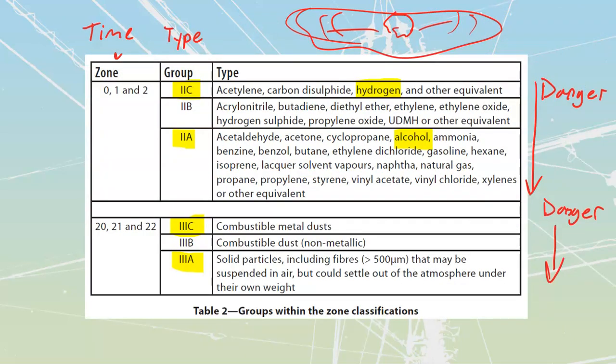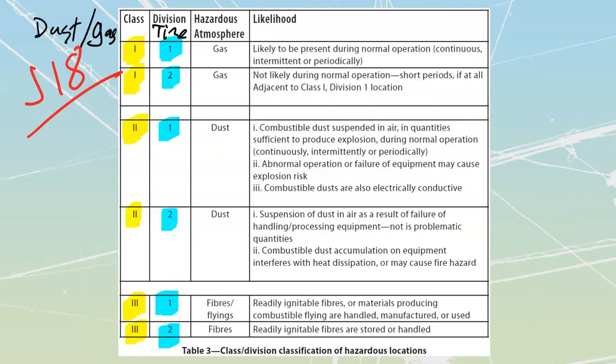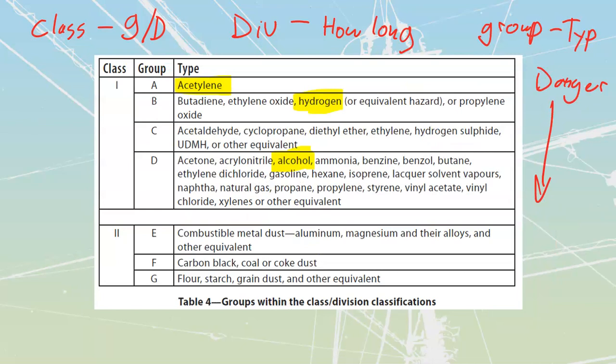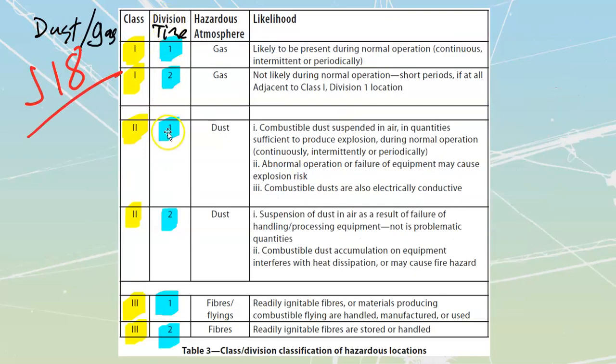And then the rest of these ones over here, the time is just going to be done off of our zoning, whereas on our class and our div, the time was done off of what we refer to as our division, or the division of time that there were flammable gases or dust present.